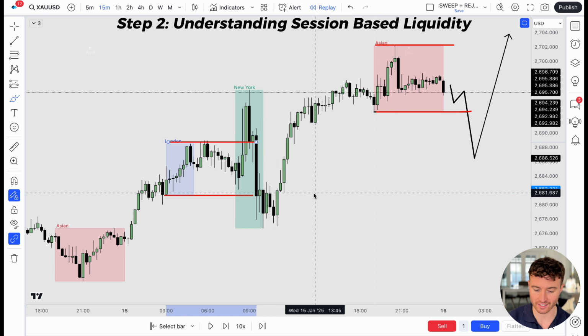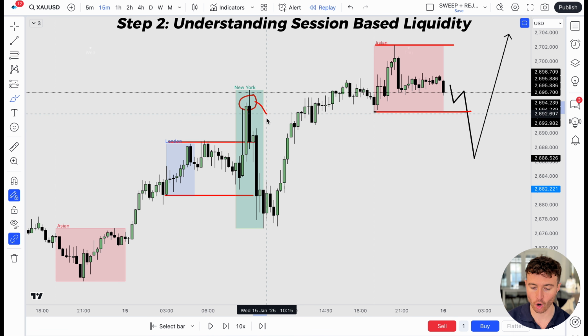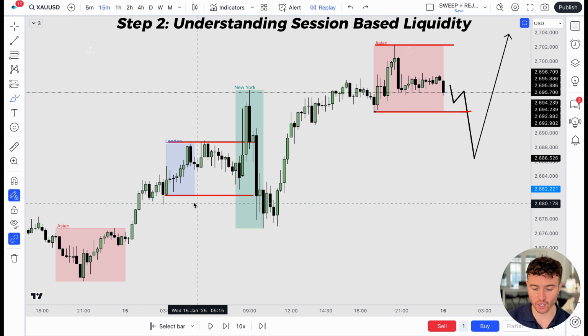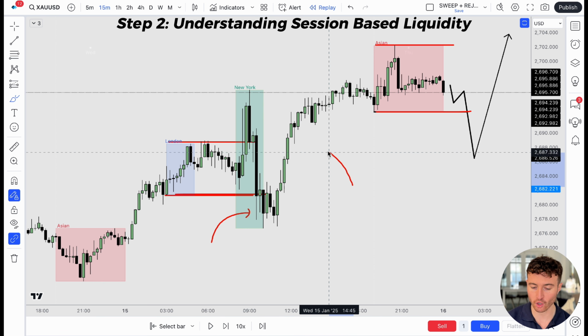Just look here, guys. You can see we take the London liquidity here, and then what happens? We have a sharp move to the downside. What happens here? We take the London liquidity right here, and then we have a sharp move to the upside once we've run the liquidity.